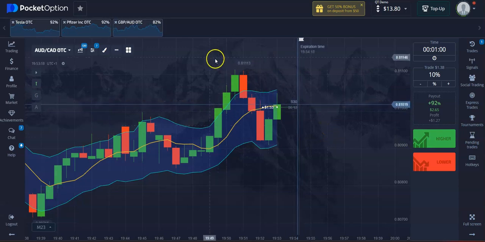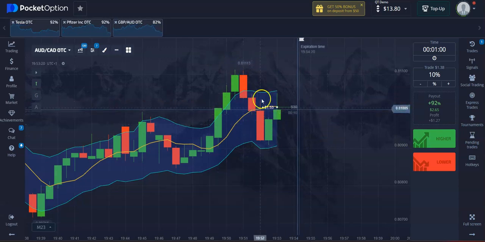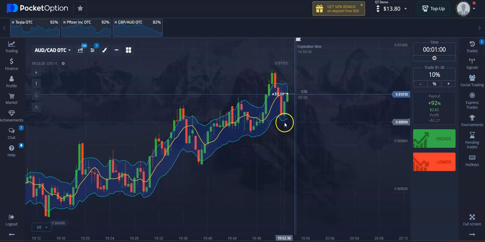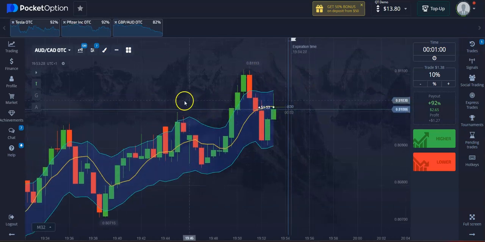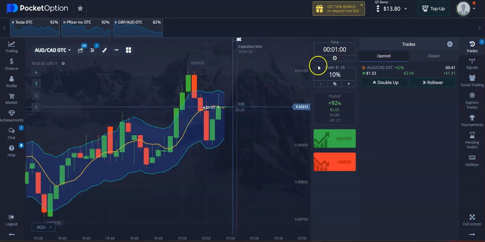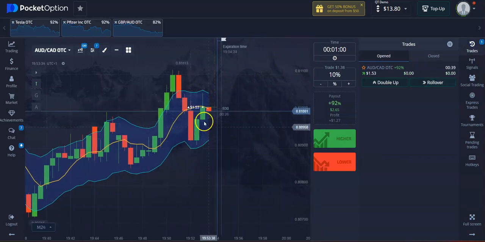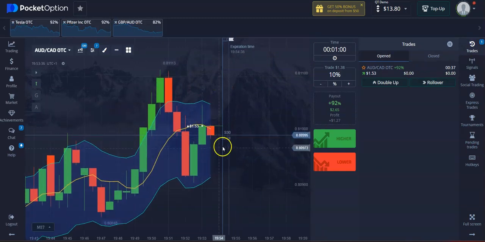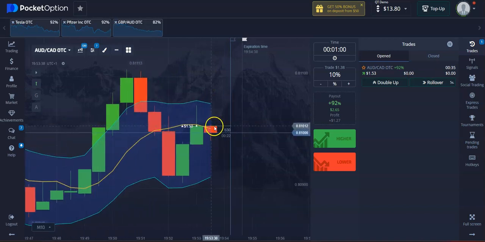Because we had a slight pullback, and from here I believe the price will have a continuation to the upside. If not, maybe it's time to switch charts, because this one might consolidate a little bit or reverse. So we got 40 seconds to go. Let's see what happens.